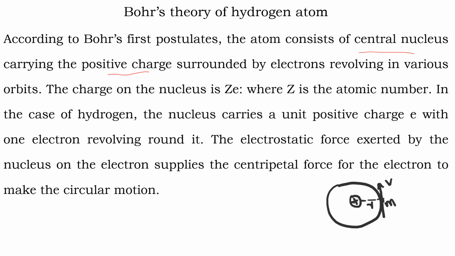Generally, if Z is the atomic number, then the charge on the nucleus can be represented as Ze. For example, if a nucleus contains 5 protons, then the charge on the nucleus is 5e. The atomic number represents the number of protons present. In the case of the hydrogen atom, the nucleus contains a unit positive charge, that is a proton, with one electron revolving around it. That is, the hydrogen atom contains one proton and one electron.